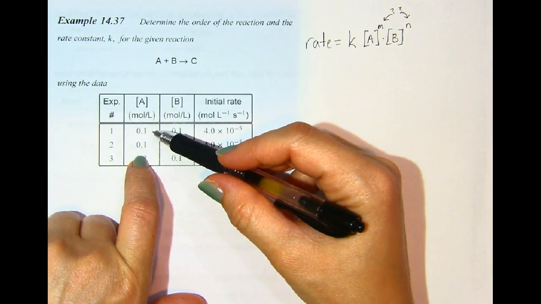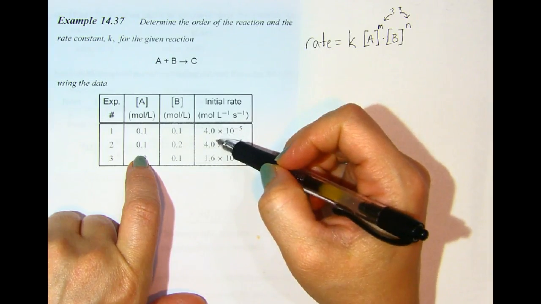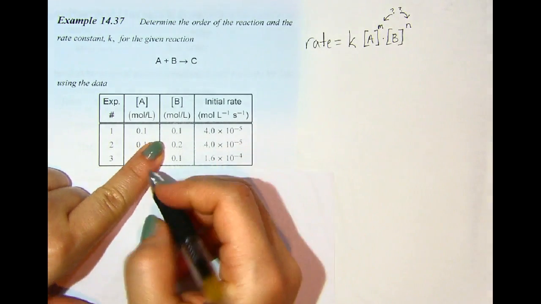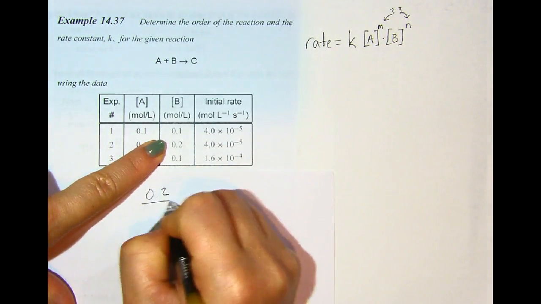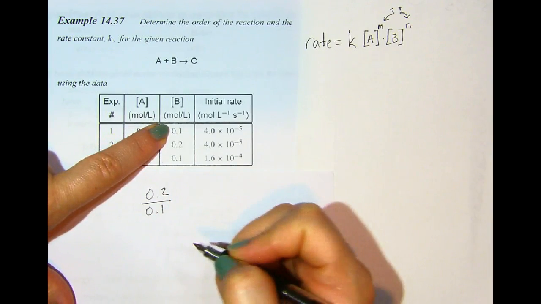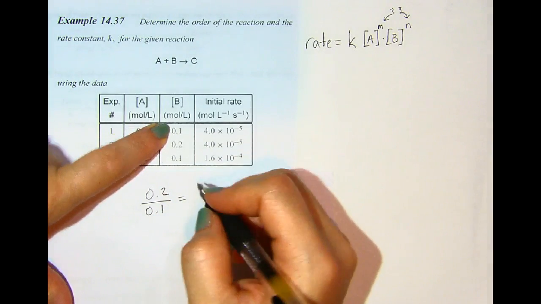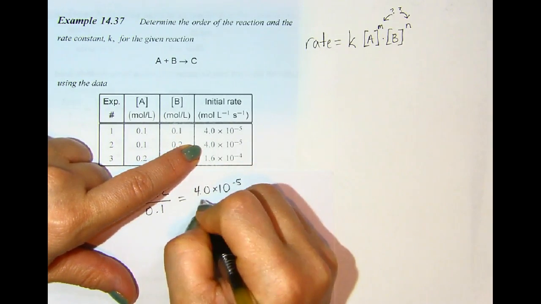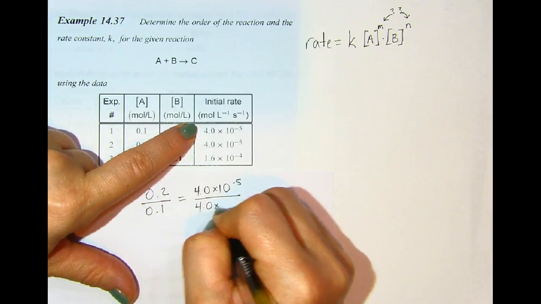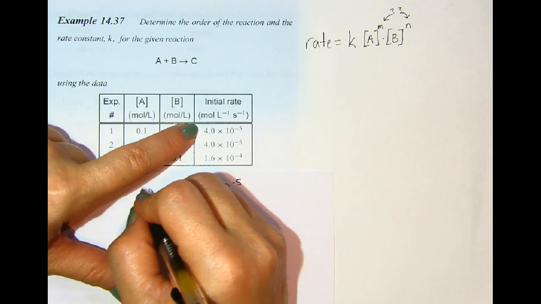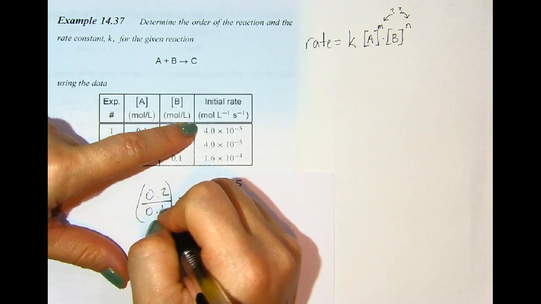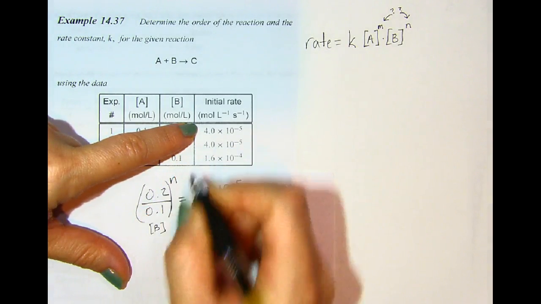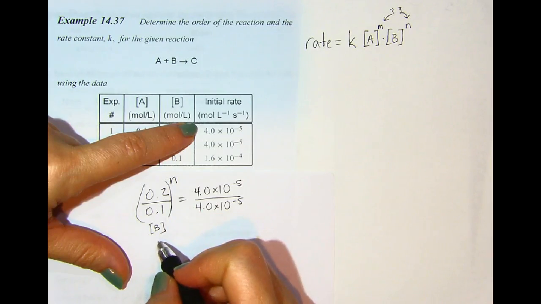Since A is not changing, the information that I calculate will tell me what the order of B is. So I'm going to take the greater value, which is 0.2, and put it over the lesser of the two values, 0.1, equals the rate, 4.0 times 10 to the negative 5, over 4.0 times 10 to the negative 5. Now, this is the concentration of B, and so this raised to the nth power is going to tell me the order for B.